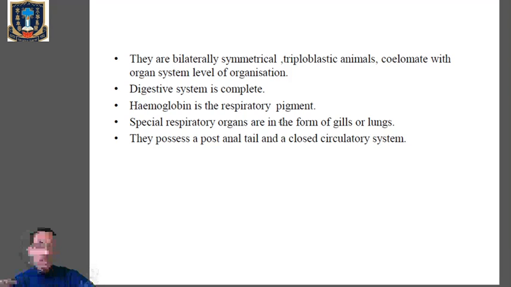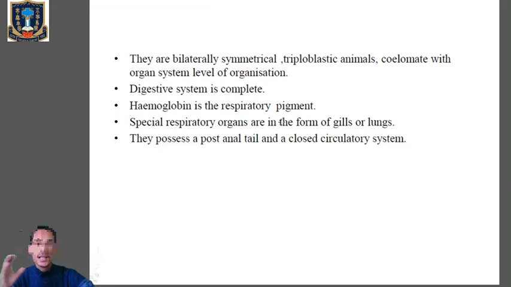These three embryonic germ layers will give rise to different tissues and different organs in our body during the embryonic stage of development. Number three, they are coelomate. Coelomate means presence of a true body cavity or coelom, which is lined by the mesoderm. Then they have organ system level of organization. All these terms we mainly dealt with in the first class of this chapter, so try to recall it back.